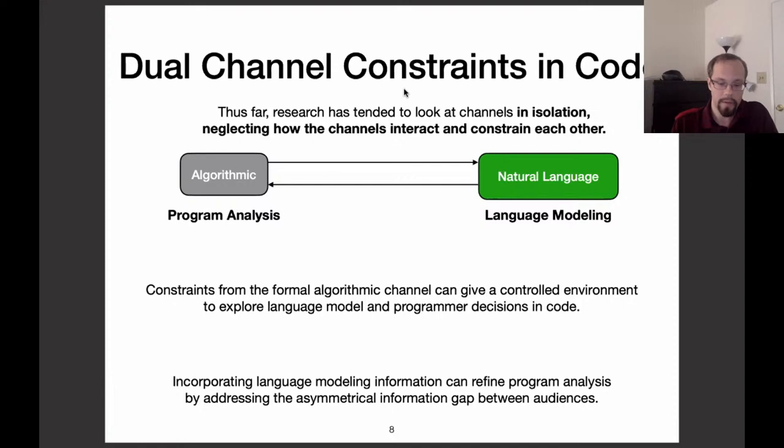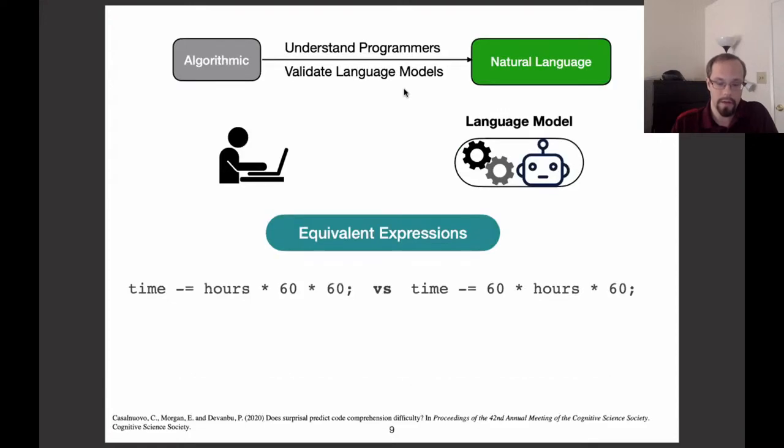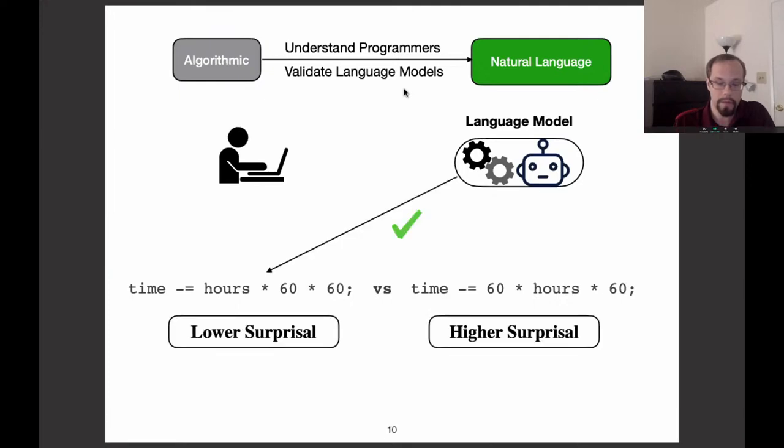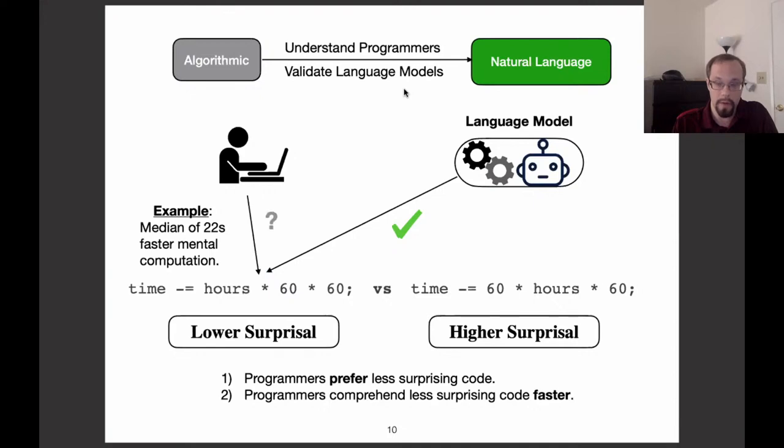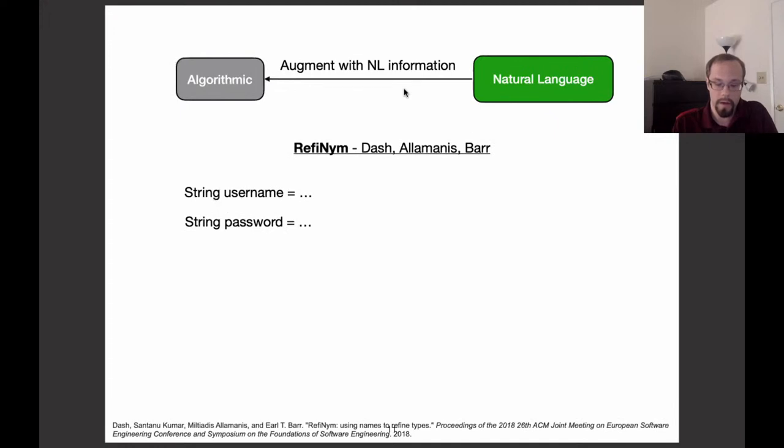For an example of using algorithmic constraints to learn about the natural language channel, consider equivalent expressions, which retain meaning on the algorithmic channel but have different natural language implementations. These can provide a controlled opportunity to understand how people process code and validate language model metrics used in training. All other things equal, when a language model finds something less surprising, how do people relate to it? We found that people tend to prefer and comprehend code that language models find less surprising faster. This helps validate language models and provides a new task to compare the quality of language models and understand how programmers model predictable code.